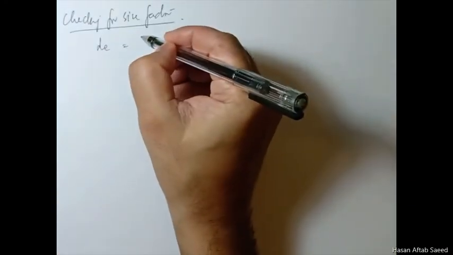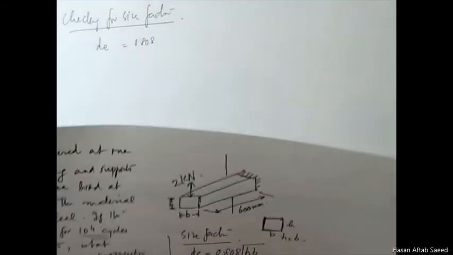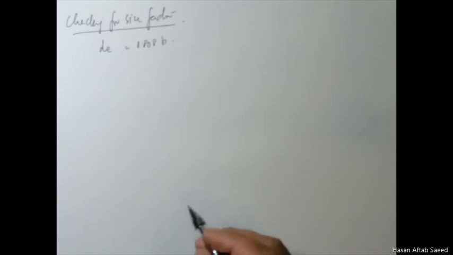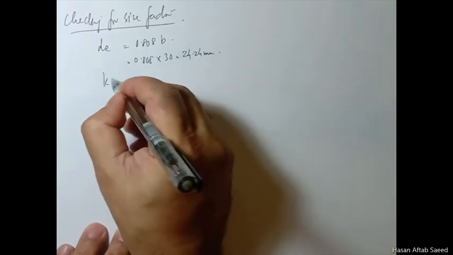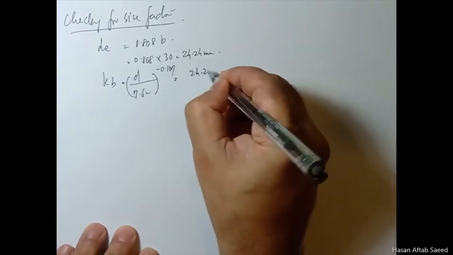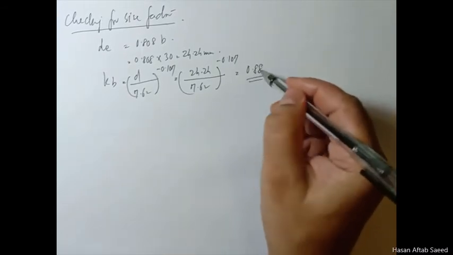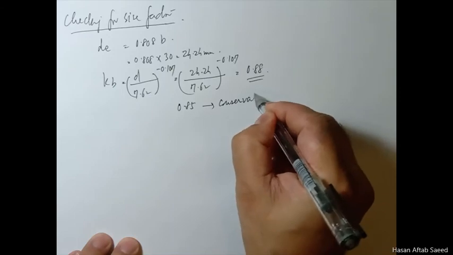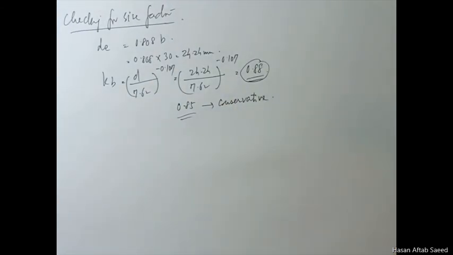Now DE, as we just saw, is 0.808b. We are now in a position to know what DE is. b is 30, so this is 24.24 millimeter. Now we use the correction factor for size, 24.24 to the power minus 0.107 times 1.24, which is 0.88. Actually it should have been 0.88, but we didn't know it, so we assumed 0.85. So 0.85 was conservative, not very far away from what it should have been, but slightly different and on the conservative side. So we need not worry about it.